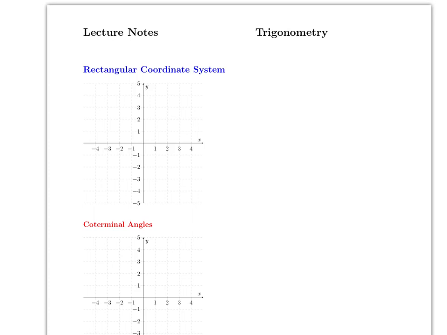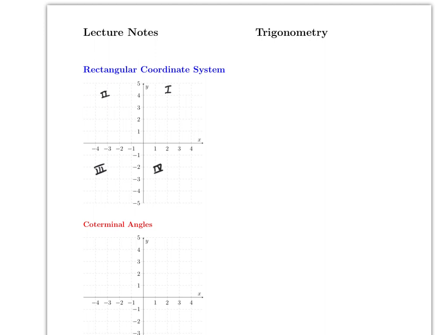Hello everyone, in this video I will talk about sections 1.2 and 1.3. 1.2 is called the rectangular coordinate system, which most of you are familiar with. So remember, this is the x-axis, this is the y-axis, and you have 4 quadrants. This is the first quadrant, this is the second one, this is the third one, this is the fourth quadrant.